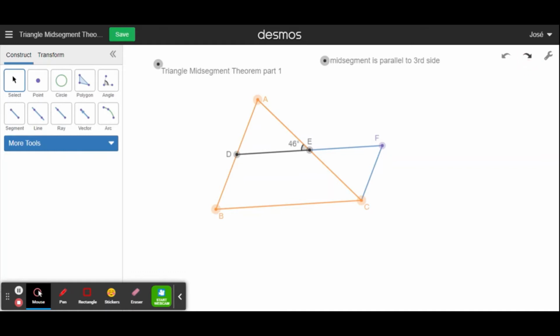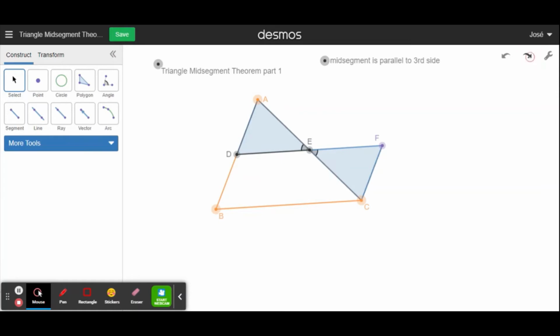Now, we know that angle AED is congruent to angle CEF because they are vertical angles. And we also know that segment AE is congruent to segment EC because E is the midpoint of AC. And by construction, DE is congruent to segment EF. That means that by side, angle, side, triangle AED is congruent to triangle CEF.